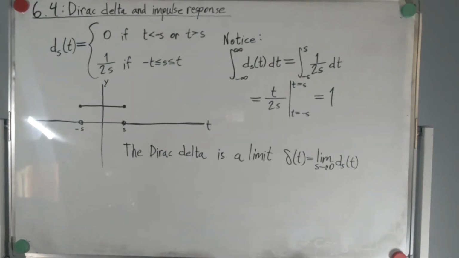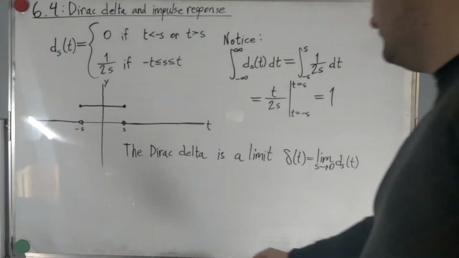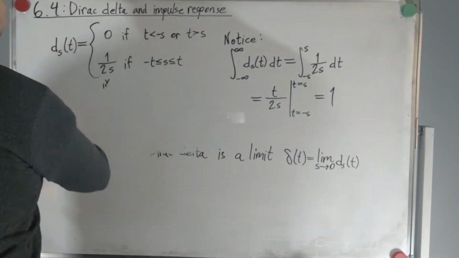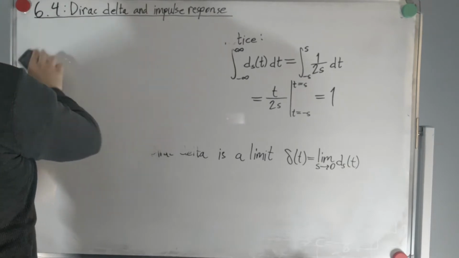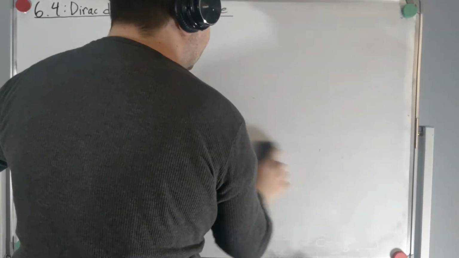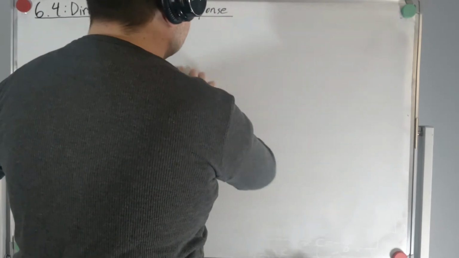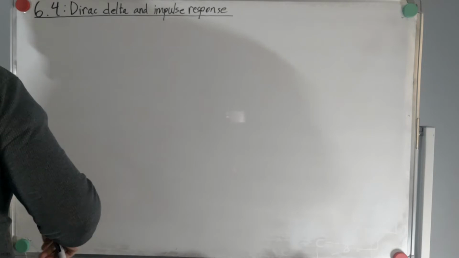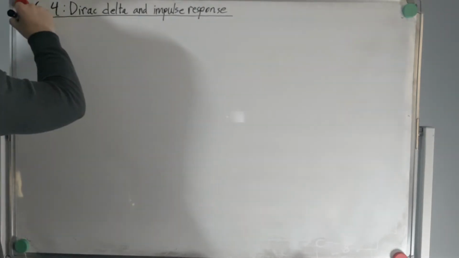Therefore, we can work with initial value problems that involve the Dirac delta as the inhomogeneous term. So, let's look at some examples.